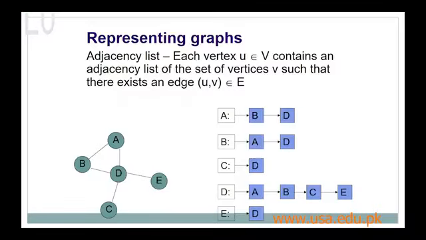Now let's discuss representing graphs in the form of adjacency lists. In an adjacency list, each vertex u belonging to V contains an adjacency list of the set of vertices v such that there exists an edge. We already discussed in the previous lecture that when nodes are connected with each other, there must be an edge, a link between two nodes. Without an edge or link, we cannot make communication between two communicating devices, between two nodes, or whatever you have in a medium.